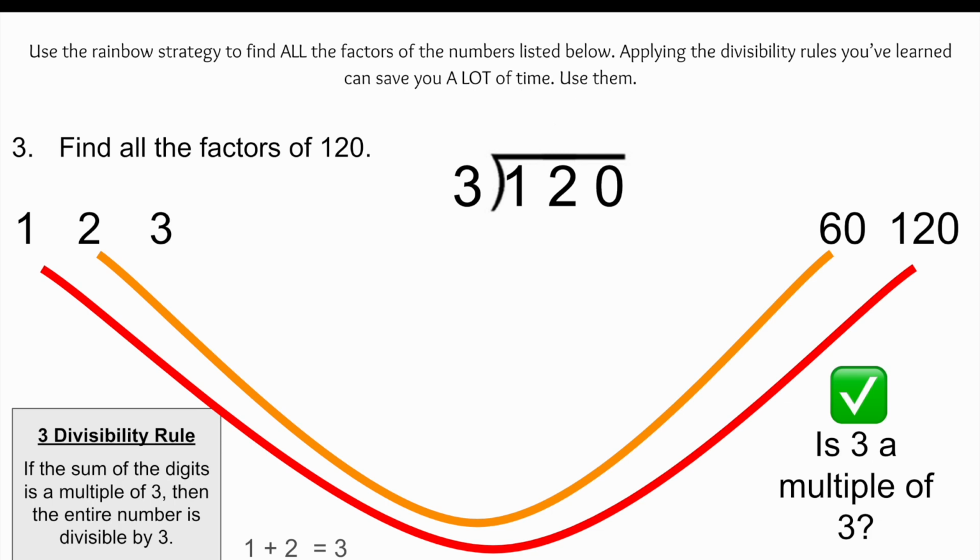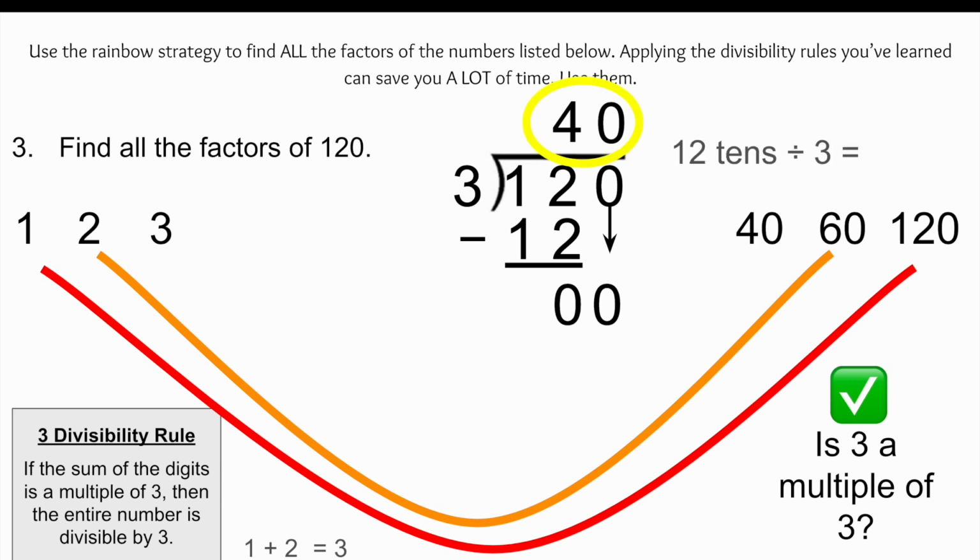So 3 can go into 12 4 times. We now multiply, we subtract, I get 0, bring down the 0. 3 can obviously go into 0 0 times, and we can stop there because it's just going to still be zeros, right? We're done. So the other factor is 40. We can write 40 down, and 3 times 40 equals 120. What I wrote off to the side is another way to kind of think about this mentally. You could have done 120 divided by 3 in your mind if you thought about it like 12 tens divided by 3, right? 12 divided by 3 is 4, but it wasn't just 4, it's 4 tens, or 40.